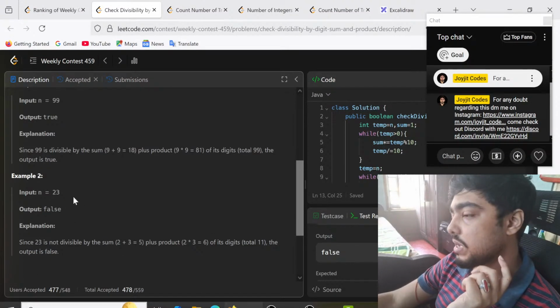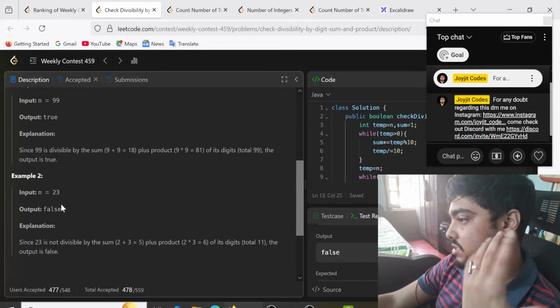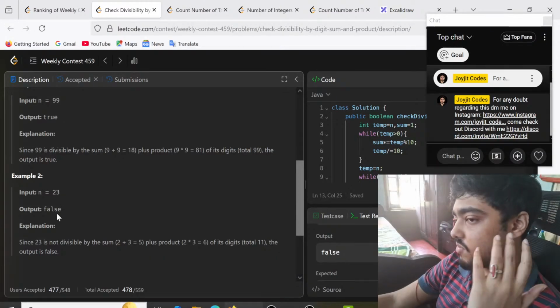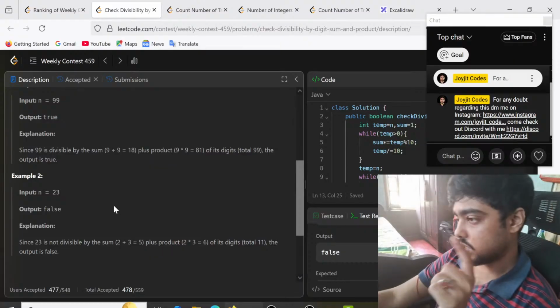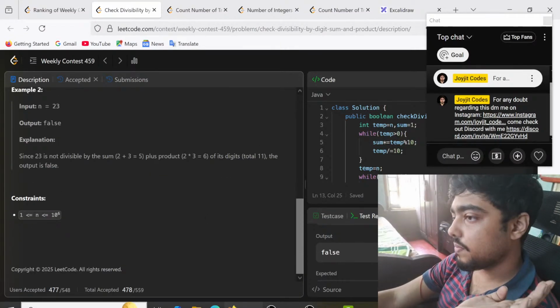23, 2 plus 3 and 2 into 3. So 2 plus 3 is 5 and 2 into 3 is 6. 6 plus 5 is 11. Is 23 divisible by 11? Nope. 22 is divisible, but 23 is not. So it's a false. Okay.